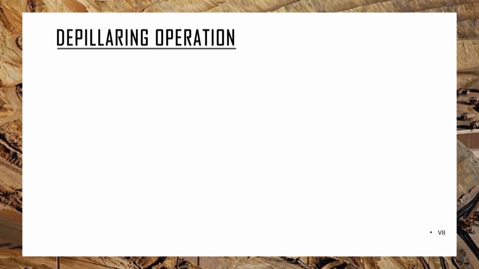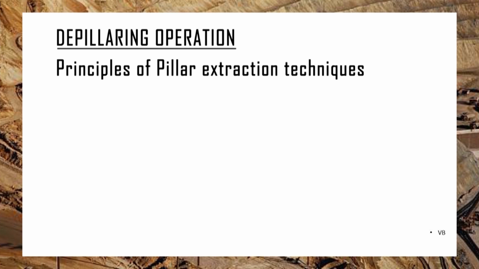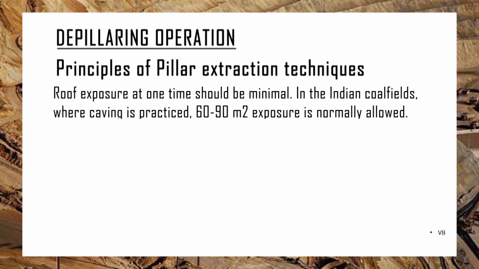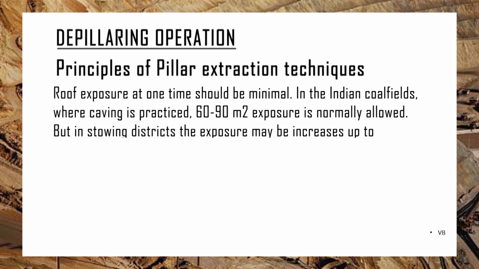Next is depillaring operation, also called pillar extraction. First, principles of pillar extraction techniques. Roof exposure at one time should be minimum. In Indian coal fields where caving is practiced, 60 to 90 meter square exposure is normally allowed, but in stowing districts the exposure may be increased up to 90 to 100 meter square.